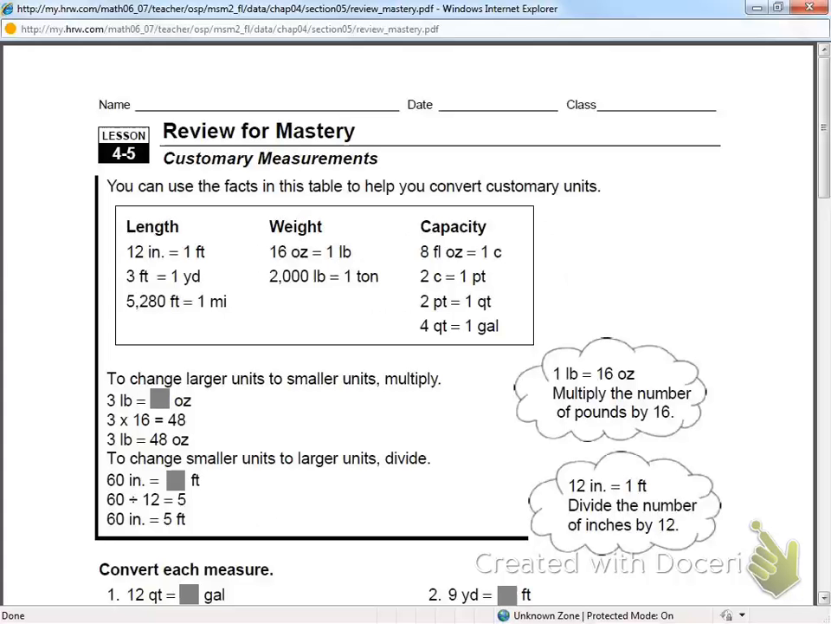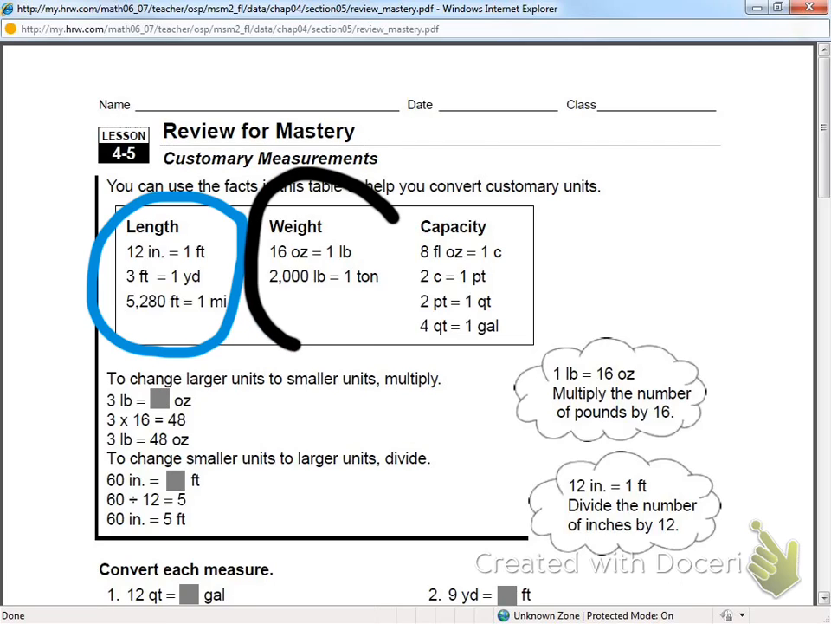Okay, at the top of lesson 4.5, you see customary measurements. For length, we have 12 inches equals a foot, 3 feet equals a yard, and 5,280 feet equal a mile. For weight, we have 16 ounces equals a pound, and 2,000 pounds equal a ton.